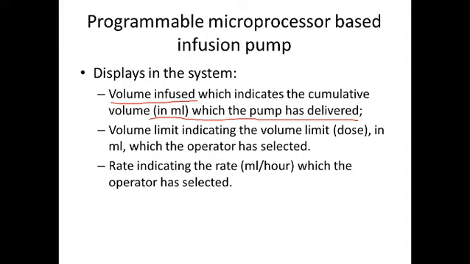Then the second one is the volume limit, how much maximum amount of the dose can be given to the patient is given there. And third is the rate, indicating the rate which the operator has selected. Okay, so the user can program it. The nurse will program it for how much rate you can deliver the dose.